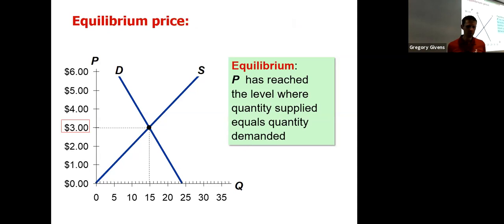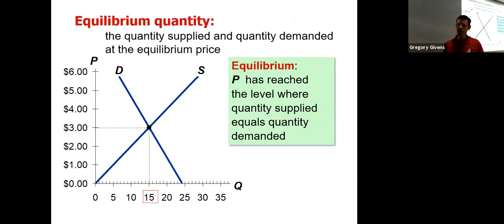The equilibrium quantity is pretty easy to think about. That's just the quantity that prevails at the equilibrium price. So in this example, the equilibrium price is $3, the equilibrium quantity is 15, right? We could figure out the equilibrium quantity by plugging the price into the demand curve or into the supply curve. It should be exactly the same thing.